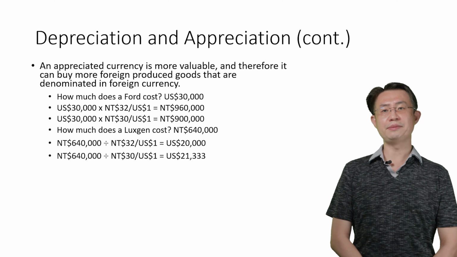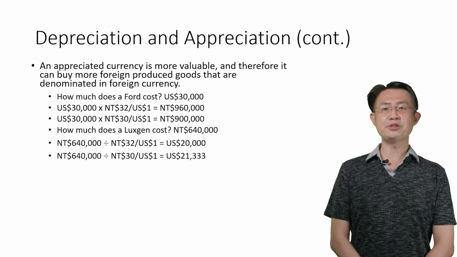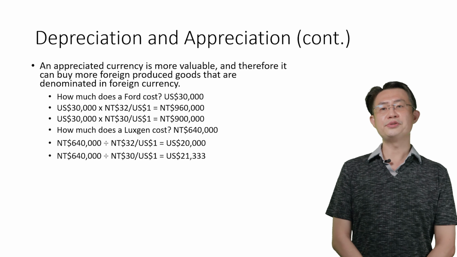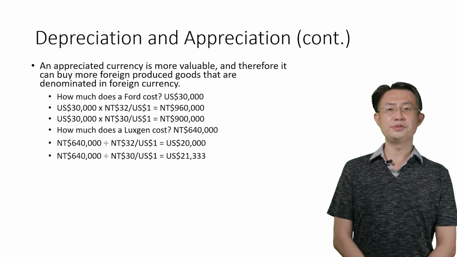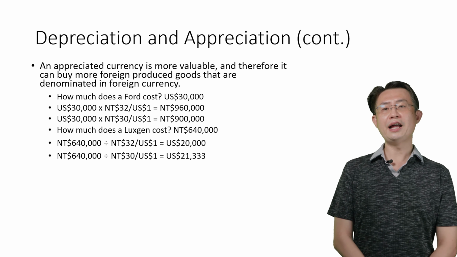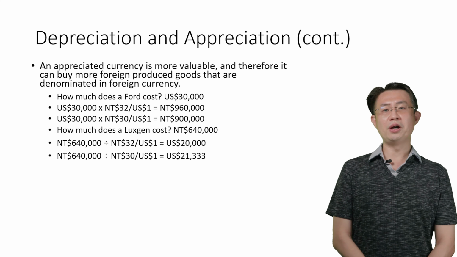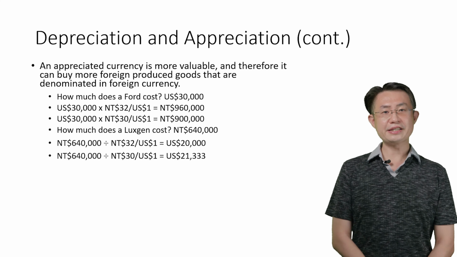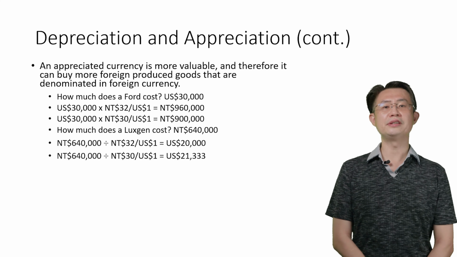Let's consider another example, okay? Almost a similar example. Initially, the Ford SUV costs $30,000 US, okay? If the current exchange rate is 32, so $30,000 US can be exchanged for 960,000 NT dollars. Okay. After the exchange rate falls down, falling down means $1 will buy fewer NT dollars or Taiwan dollars. That means in this case, the US dollar faces depreciation, and the Taiwan dollar faces appreciation.